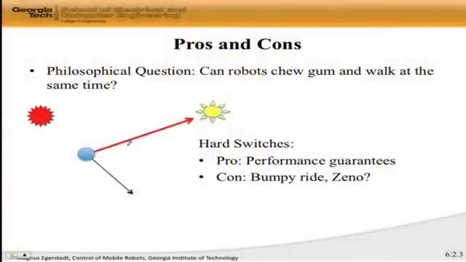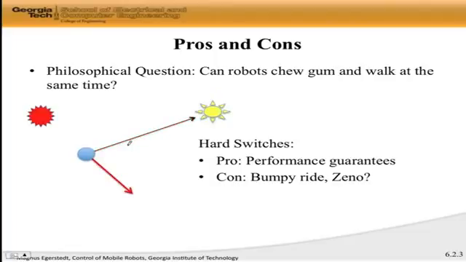So there is the potential for having a really bumpy ride, and theoretically, this bumpy ride can translate into Zeno behaviors where we're forced to switch very, very quickly, in fact infinitely quickly in the worst possible scenario, between the two behaviors. So on the one hand, we can trust that the system is doing what it's supposed to be doing, but it's doing it in a rather bumpy and unpleasant way. So that's the deal with the hard switches.